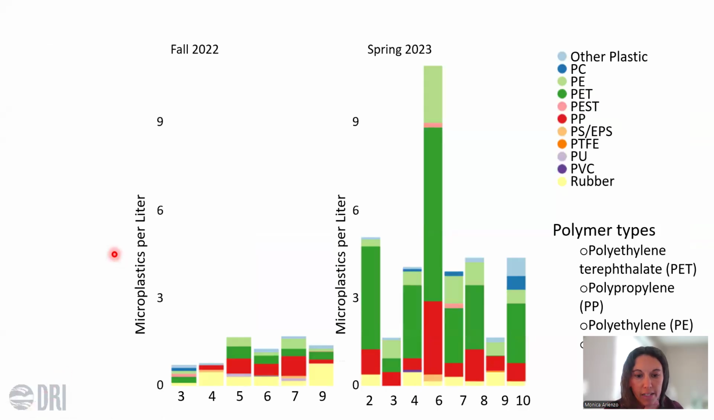What did we find? We found that the amount of microplastics per liter of Truckee River water was lower in the fall of 2022 than it was in the spring of 2023. The other thing we found is that many of our plastics are these common single-use plastics, such as polyethylene terephthalate or PET that makes up our water bottles, and plastics like polypropylene and polyethylene. And these are very, very common plastics.